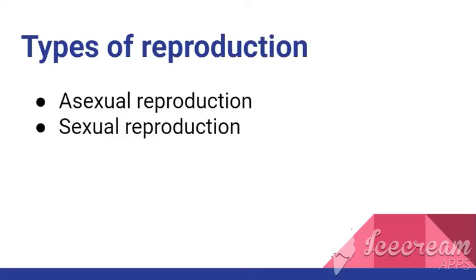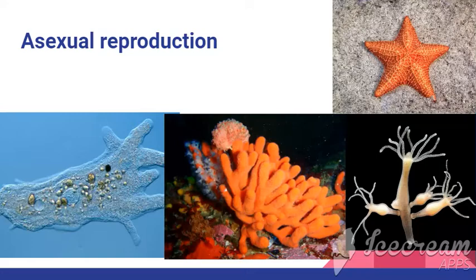Okay, and there are two types of reproduction. One is asexual reproduction and the other is sexual reproduction. So what are the two types of reproduction? Asexual reproduction and sexual reproduction. Now let us see asexual reproduction.